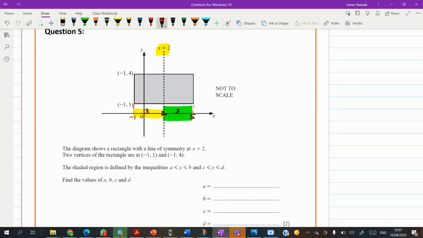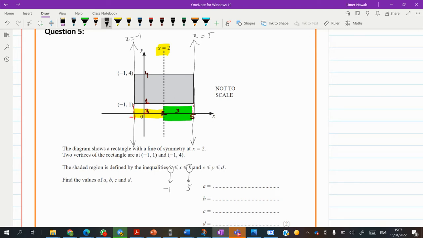Then the y limits are, this is 1 and this is 4. Clear? Now we need to check how this rectangle is formed. What are the limits on the x-axis? So this vertical line, what is the equation of this line? And what is the equation of this line? The equation of this line is x equals -1 and x equals 5. So in fact, our a is equal to -1 and b is equal to 5.